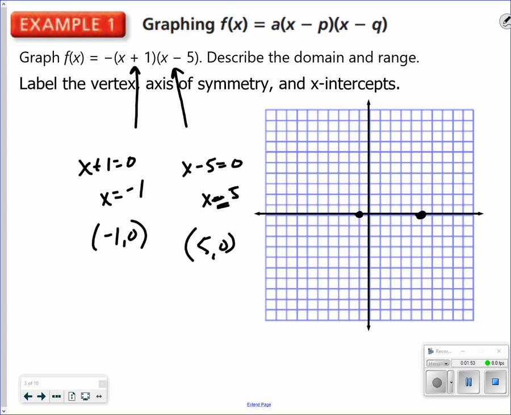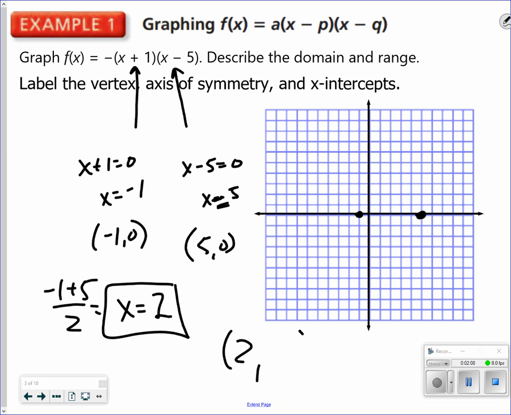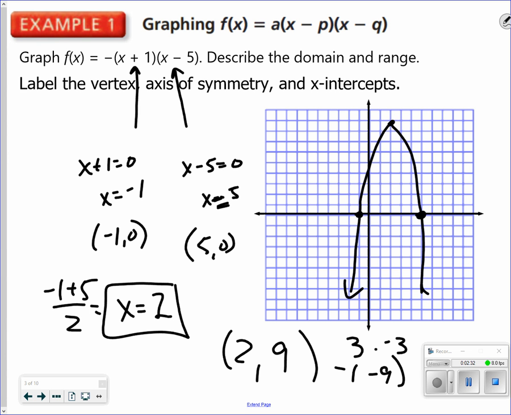Now, in order to find the actual vertex, you find the midpoint, or the midway value, between the two x-intercepts. So we're talking about x equaling 2. That's the axis of symmetry. And if I plug 2 back into the function, 2 plus 1 would be 3, 2 minus 5 would be negative 3, and I get positive 9, because there was a negative out in front. And so that's all you need. You only need those 3 points when graphing something in intercept form.